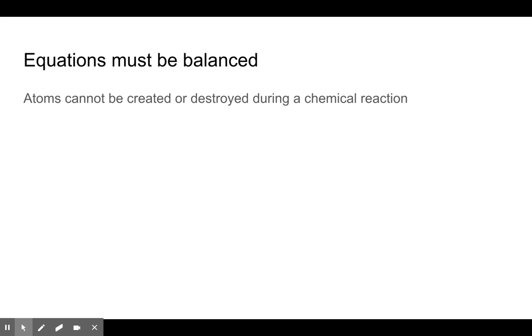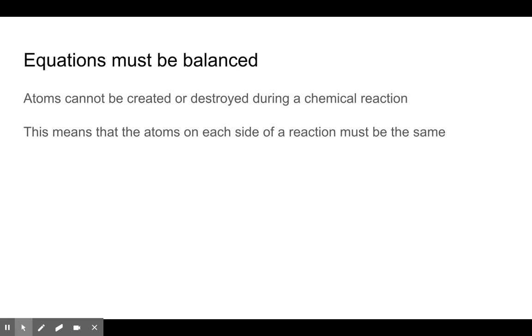And we get this idea from the law of conservation of mass, stating that atoms cannot be created or destroyed during a chemical reaction. So this means that any atom we start with, we're going to finish with, and any atom we finish with, we must have started with. So that means that the number of atoms on each side of the reaction must be the same.